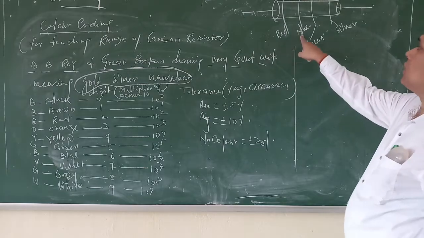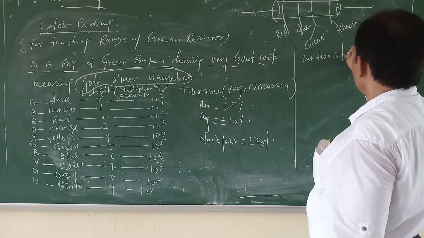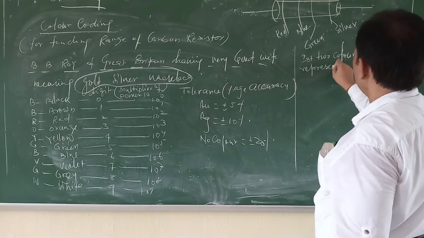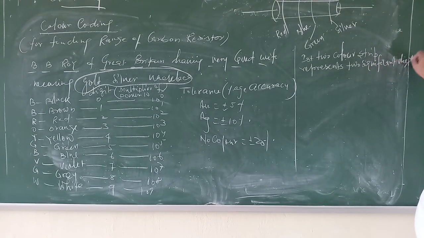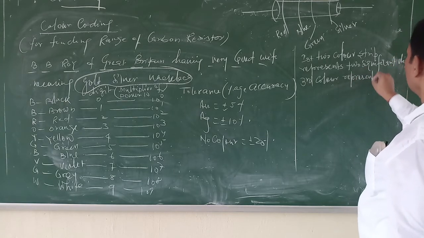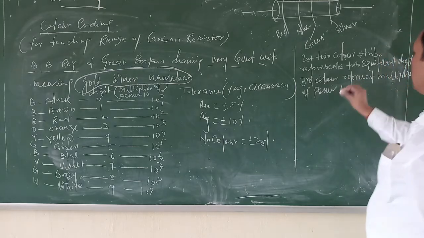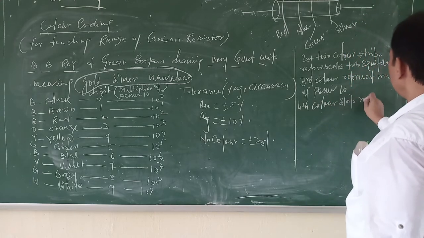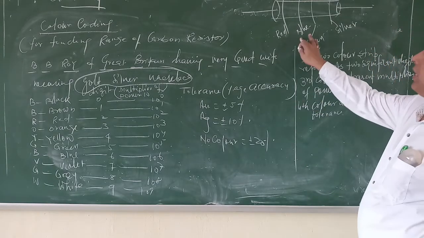So how to find the range? Remember it: the first two color strips represent two significant digits. The third color represents the multiplier of power 10, and the fourth color strip represents tolerance.